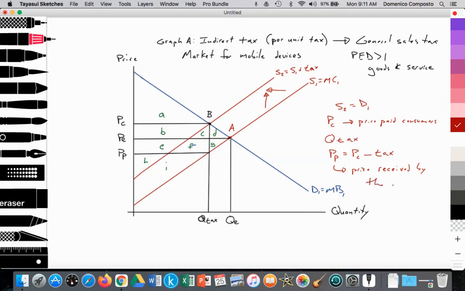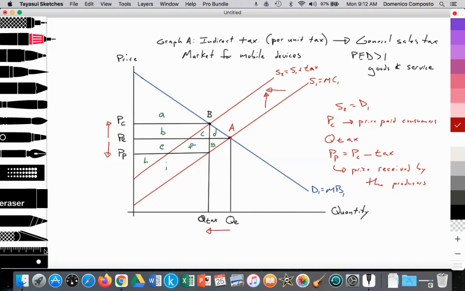Okay? So the tax has the effect of increasing the price paid by the consumers, but reducing the price received by the firm, while also reducing the quantity being supplied and demanded in the market.